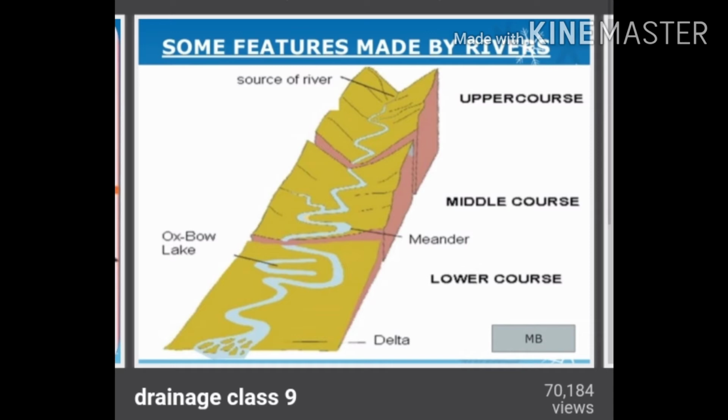Here the speed of the river actually decreases. It moves very slowly in this lower course. So most of the lakes and deltas are formed in the lower course of the river. So these are the three different courses under which one particular river is working.